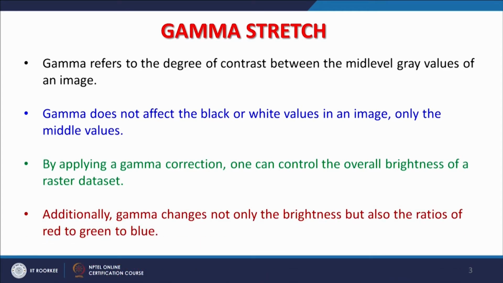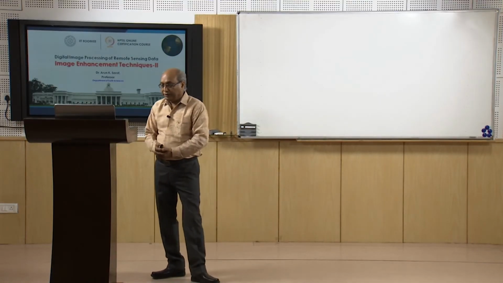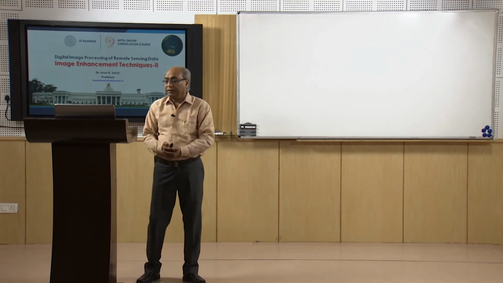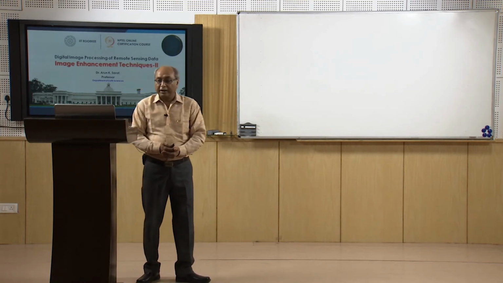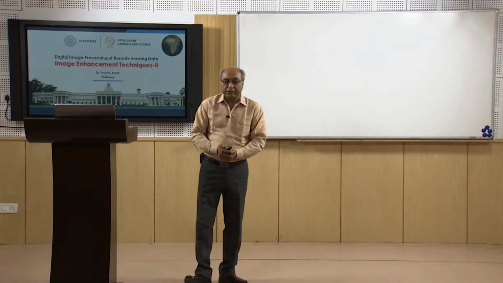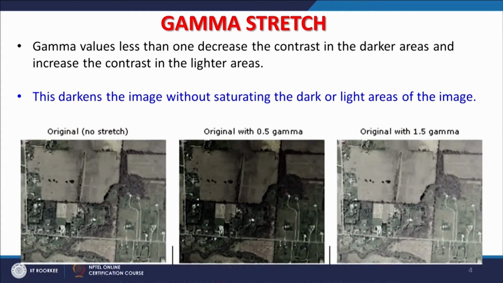Further, gamma changes not only the brightness but also the ratios of red to green to blue of the different bands represented in our remote sensing data. Gamma stretch values less than 1 decrease the contrast in darker areas and increase the contrast in the lighter areas. This darkens the image without saturating the dark or light areas of the image. In linear contrast stretch, this was a problem.